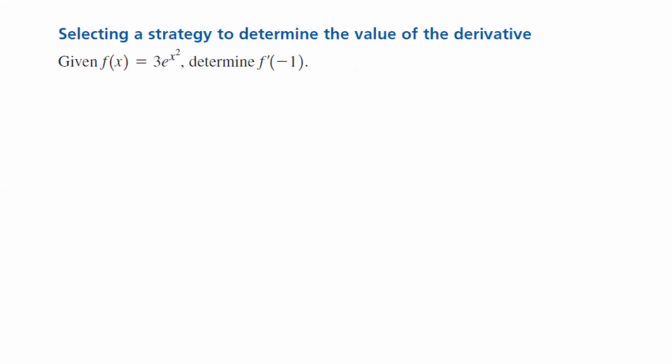Okay, let's do some questions now. These, I think, come from the textbook, and I think I have two of them to go through. We're going to determine the value of the derivative at minus 1. So we have the function 3e to the x squared, and we want to find out the value of this function or the derivative at minus 1. So obviously the first thing we have to do is to derive this.